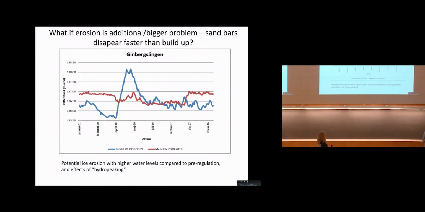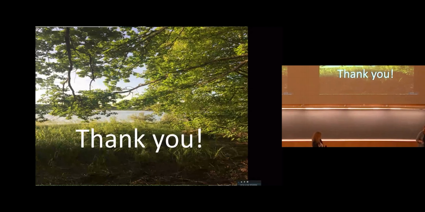So maybe we should also look at the erosion side of it, rather than the sedimentation. What if the sandbars disappear faster than they build up? And we see that we have higher water levels in winter. We also have effects from hydropeaking on this. So with the potential ice erosion with higher water levels compared to pre-regulation and the hydropeaking effects, we should also look more into the erosion side of the point bars. Yeah, that's all I had.